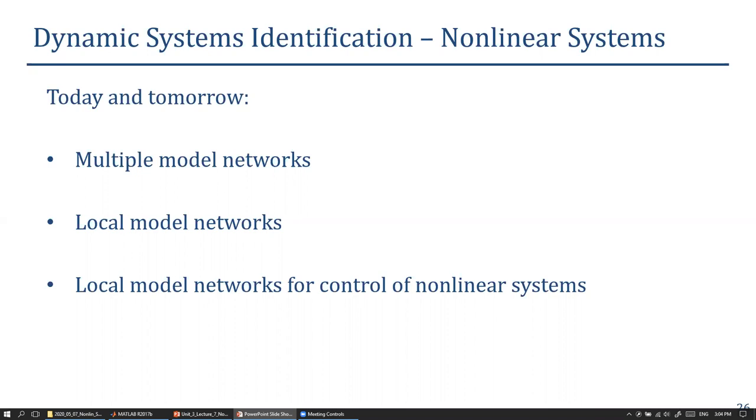Today's lecture is going to be probably the most philosophical of all of them, right? So we are going to take a look at more or less basic principles, and then tomorrow we're going to take a look at some applications of local models for control.